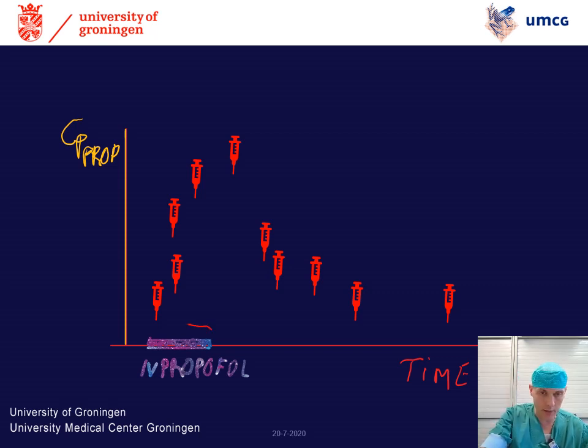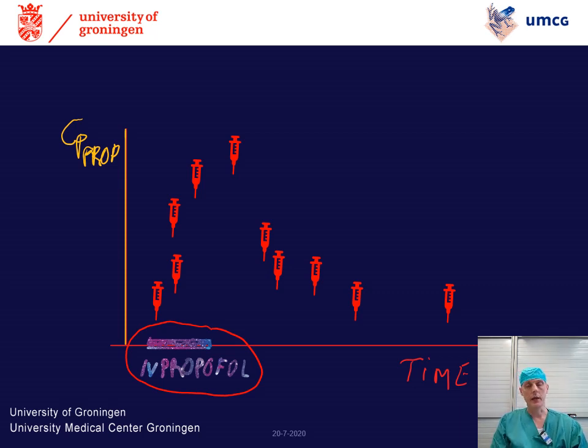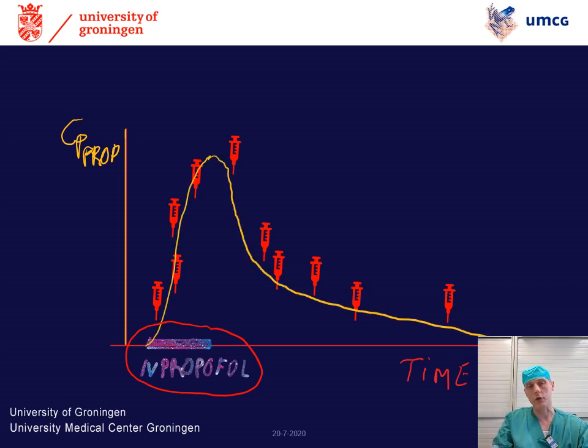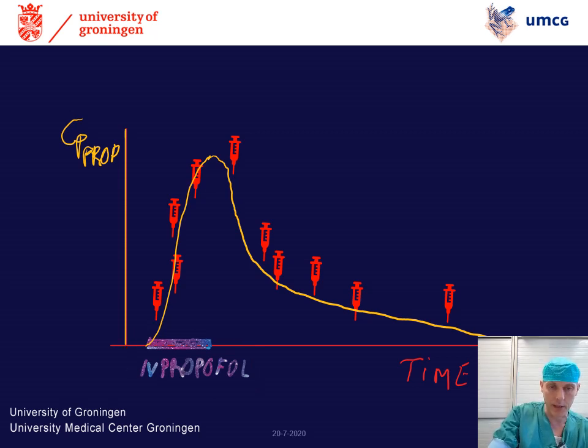For example, if we give a certain amount of intravenous propofol over a certain amount of time, and then we take repetitive blood samples and analyze the plasma concentration in those samples, then we can establish the time course of onset and offset of plasma concentration. And using nonlinear mathematics, we can connect the different dots and define a curve that describes the average onset and offset time of your plasma concentration.